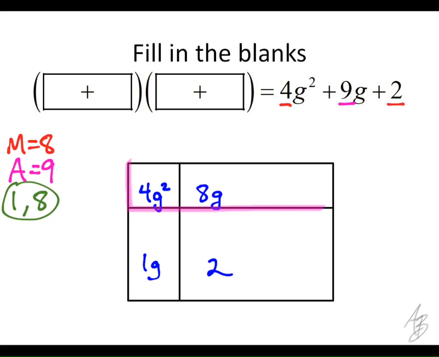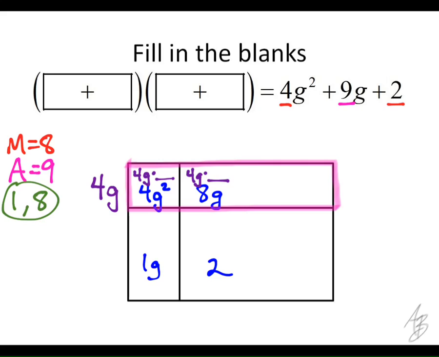So for this row right here, what is the GCF going to be? 4. It's going to be 4. So it's going to be 4, but 4 what? 4G, right? Because we have a G in both of them. If you did it the other way, what was your GCF? You're looking for the GCF of 4G squared and 1G. What's the GCF of those two? That's going to be 1G, right? So if you did it the other way, you're going to have a 1G out front.